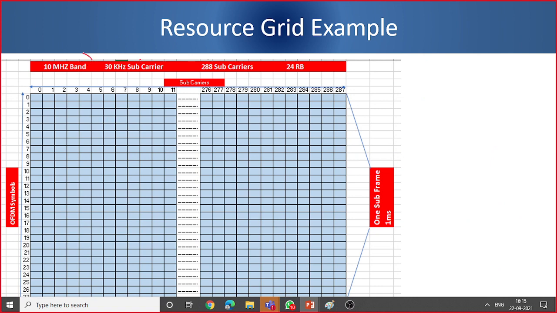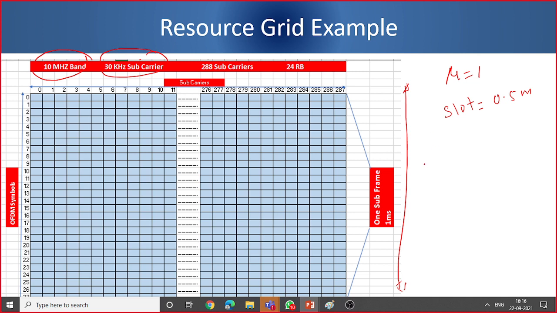There is another example which I have for you. Again I have taken now 30 kilohertz. So I have a 10 megahertz band, but now I have 30 kilohertz subcarrier spacing. That means mu is equal to 1. So with mu equal to 1, what is my slot duration? Who remembers that? 0.5 millisecond. But in the grid, I have 1 millisecond, right? Grid size is always 1 millisecond, one subframe.